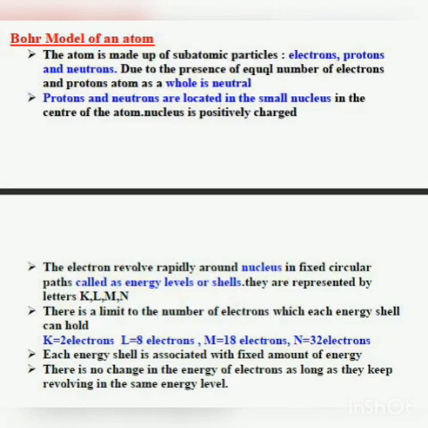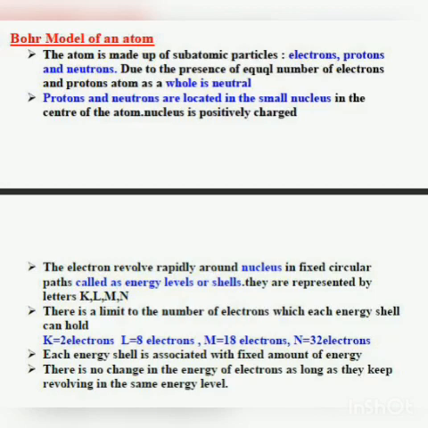Protons are positively charged, they have 1 unit of positive charge, and electrons have 1 unit of negative charge. So if the protons and electrons are the same in number, what will happen? They will cancel out. Suppose in an atom there are 6 electrons, it will have minus 6 charge, and if there are 6 protons, it will be plus 6. So plus 6 and minus 6 cancel out, and as a whole the atom is neutral.